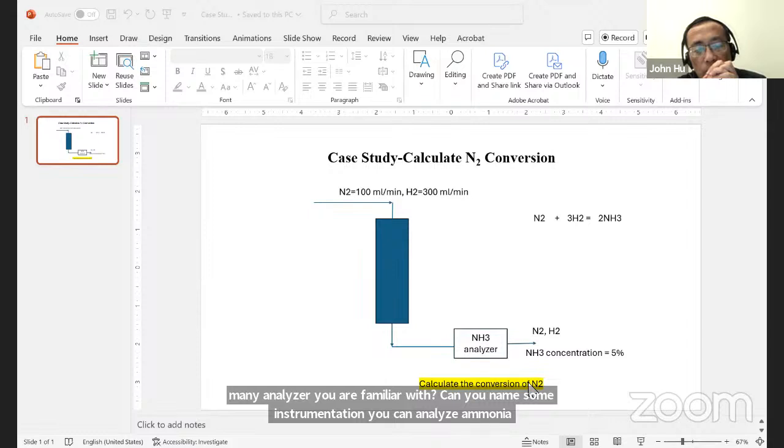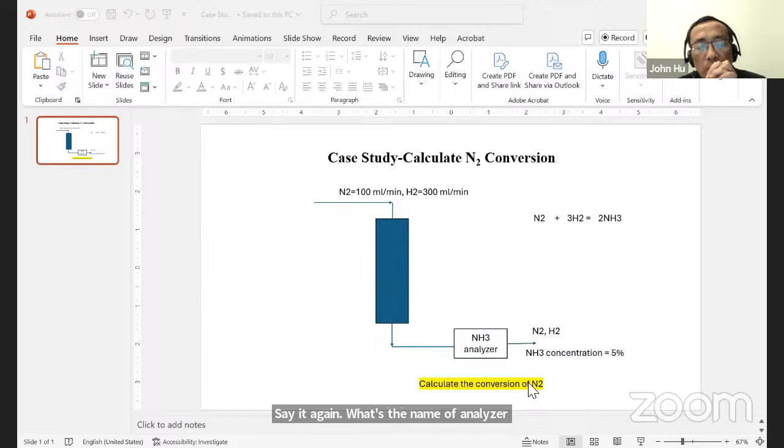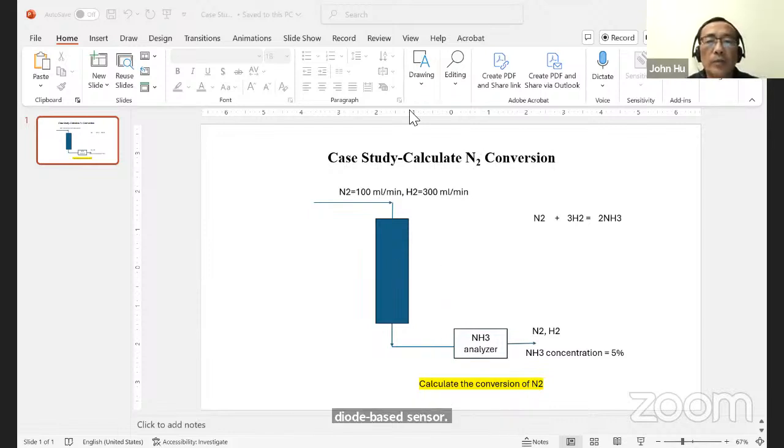Anybody knows? Ammonia sensor is available, sir, to detect the ammonia. What's the name of the analyzer? Diode based sensor. Okay, sensor. Okay, cool. Let's drop down.